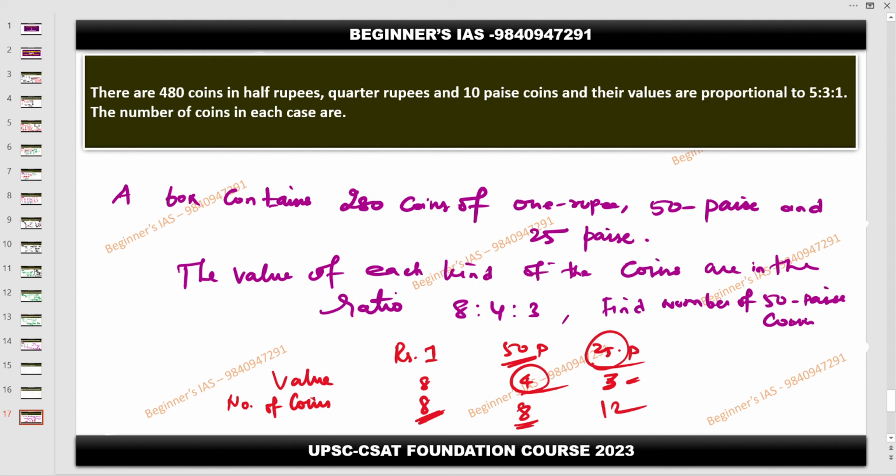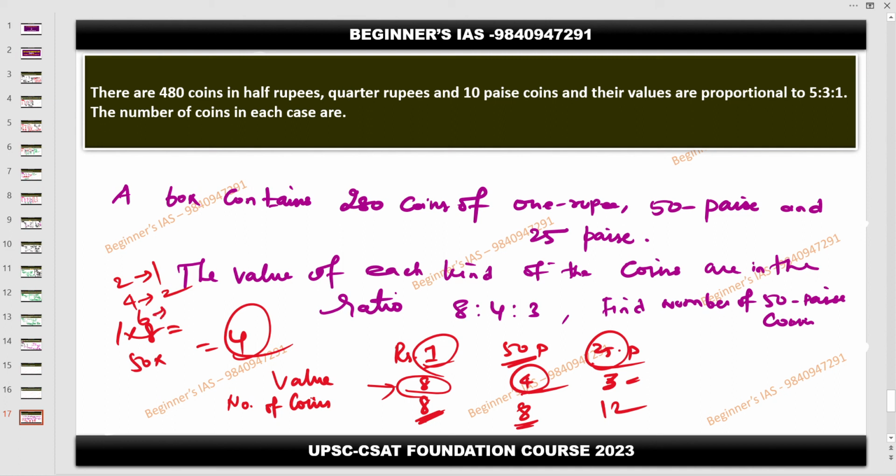See, value means the amount value. The amount value is 8. How many coins are required in order to make 8 rupees? 1 rupee coin, 1 into 8 rupees. Then 50 paise into dash is equal to 4. Simple. 2 fifty-paise coins is nothing but 1 rupee. 4 is nothing but 2 rupees. 6 is nothing but 3 rupees. 8 is nothing but 4 rupees.